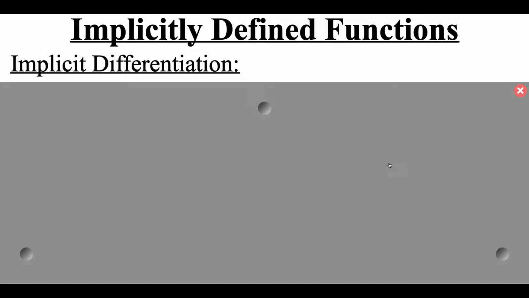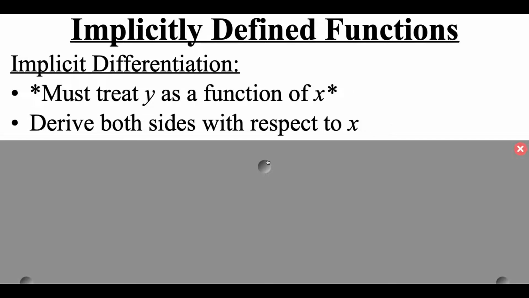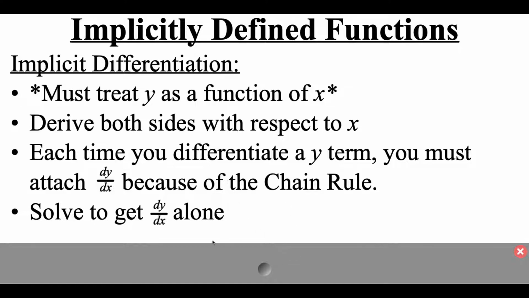So here's the process on how implicit differentiation is going to work. One thing we have to remember is that we need to make sure that we're treating y as some function of x. So what we're going to do is derive both sides of our equation with respect to x. Now when we do that, because of the chain rule, every time we differentiate a term that has y in it, we have to attach the dy dx, because we have to remember that we're treating y as if it's a function of x. So anytime you do the derivative of something with a y in it, when you're doing implicit differentiation, you have to attach a dy dx to it. And then at the end, once you've done all of that, we're going to solve to get dy dx alone.